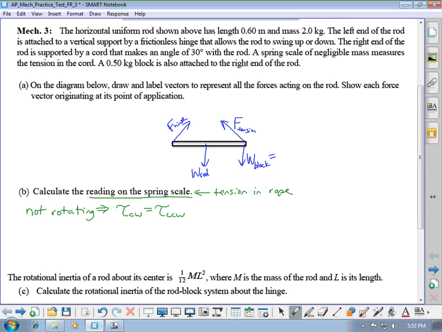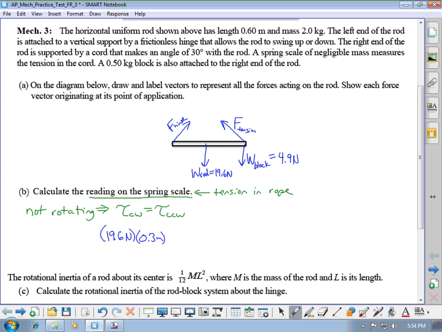I calculated it above. It was 4.9 newtons. The weight of the rod was 19.6 newtons. So the clockwise torque is going to be the torque due to the weight of the rod and the torque due to the weight of the block. The torque due to the weight of the rod is going to be 19.6 newtons times its distance, which is 0.3 meters.